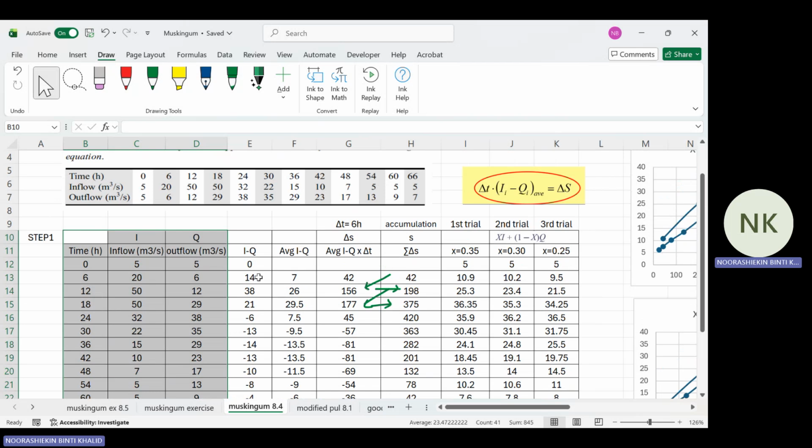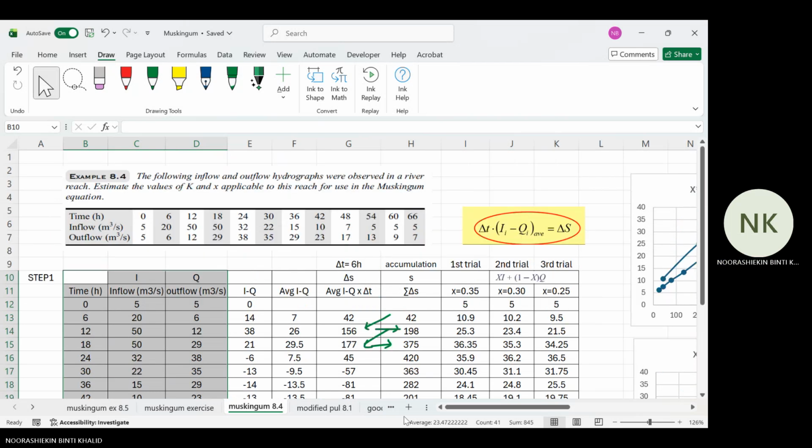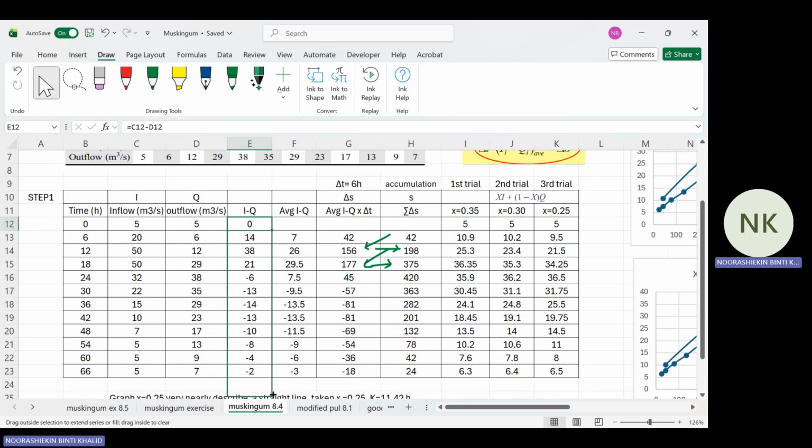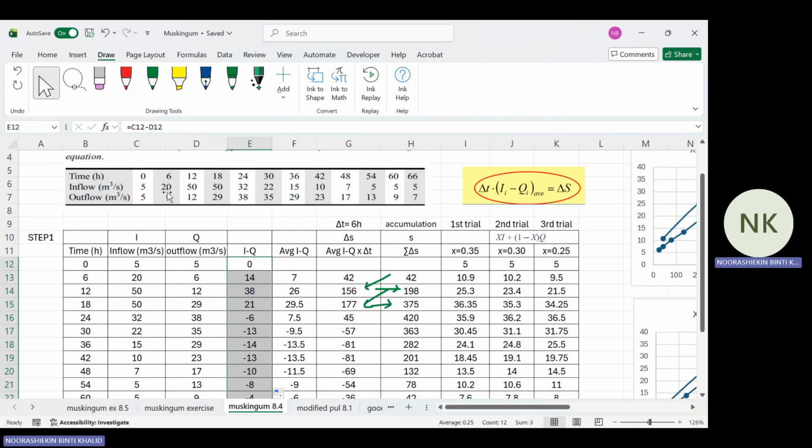Step number 1. Because the equation is I minus Q equal to change of storage, you have to find out I minus Q. So I find out I minus Q here. So this is the equation. Just drop down I minus Q. And then find out the average. So you find out average 0 plus 14 divided by 2. And then 14 plus 38 divided by 2 got 26. Just drop down.